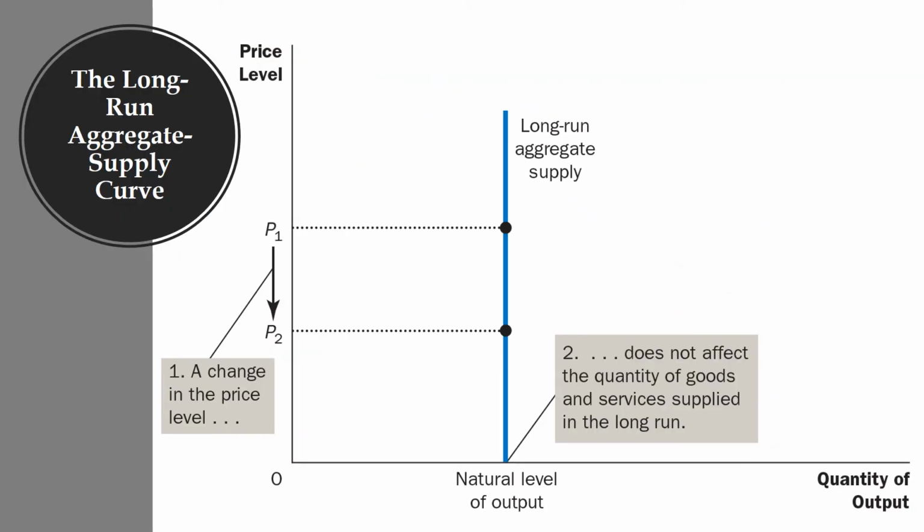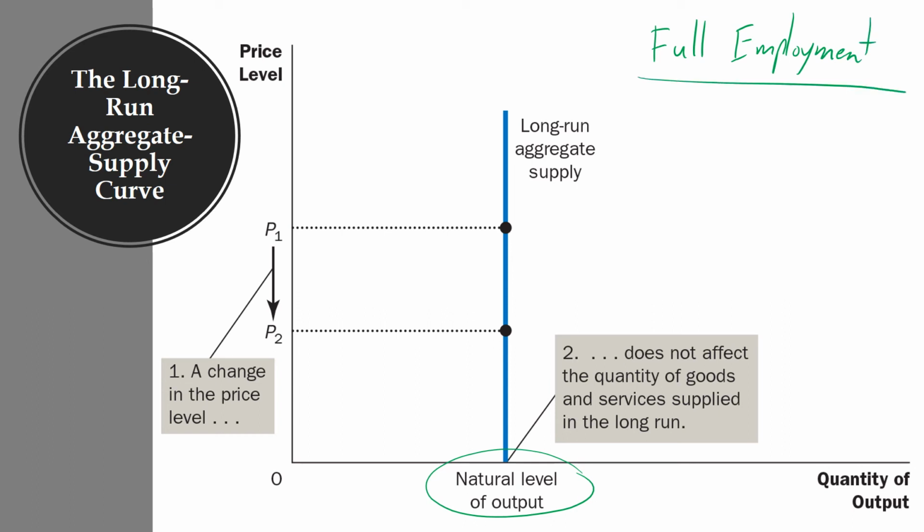All right, so that's what it looks like. A change in the price level does not affect the quantity of goods and services supplied in the long run. And you can see when the economy is running at its full potential, that is called running at its natural level of output. Most often in the news, it means that the economy is running at full employment. When the economy is running at full employment, it is said to be working at its natural level of output.